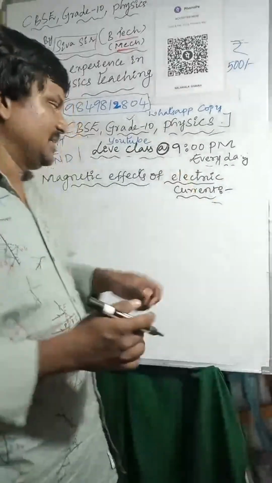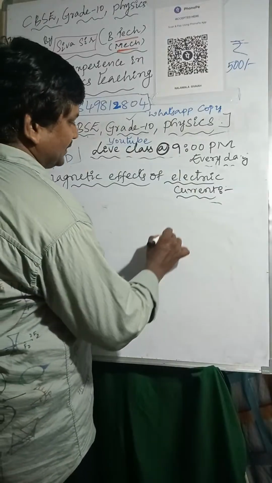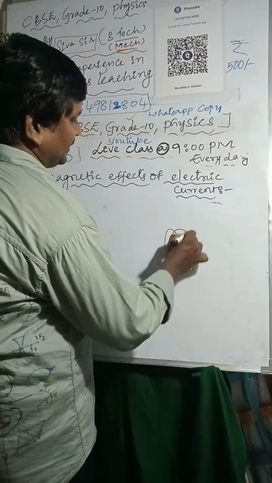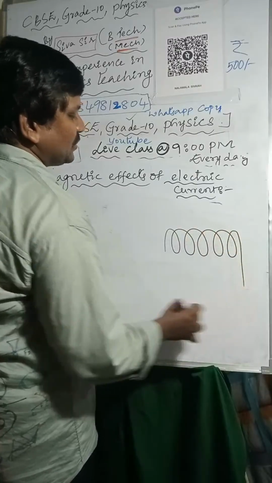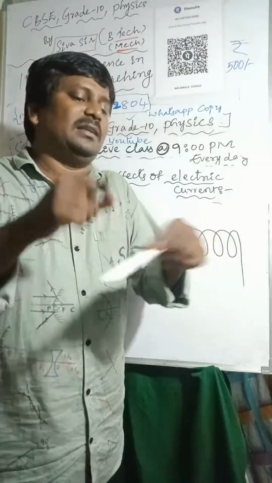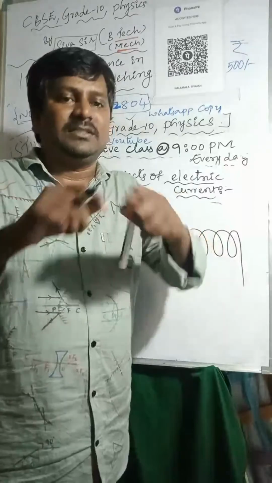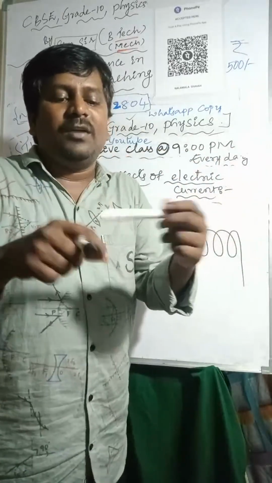So now we will discuss. I'm considering a loop like this. Take a straight wire and wrap it in the form of a cylindrical shape.